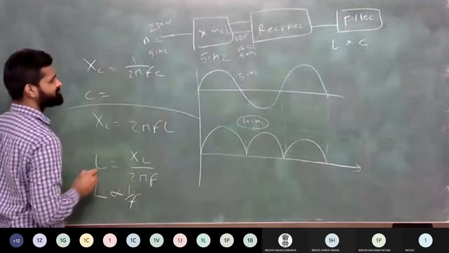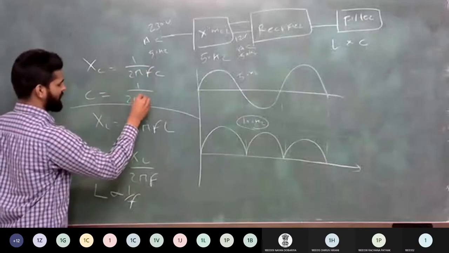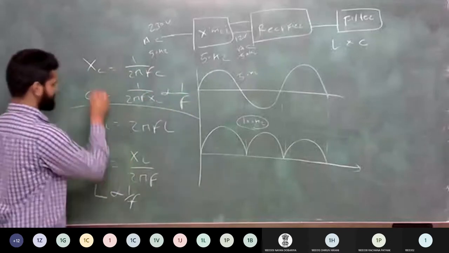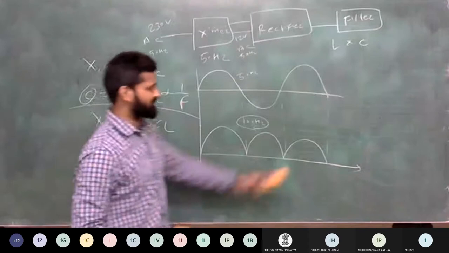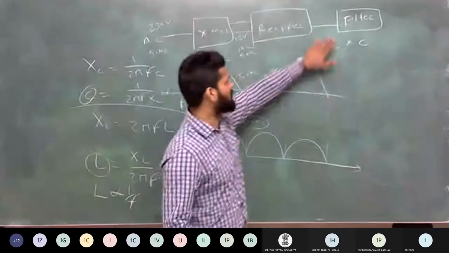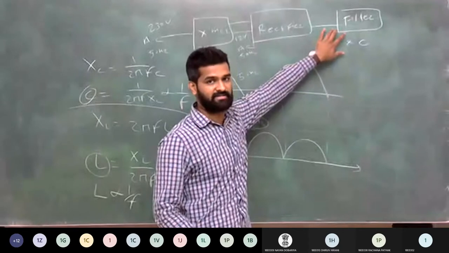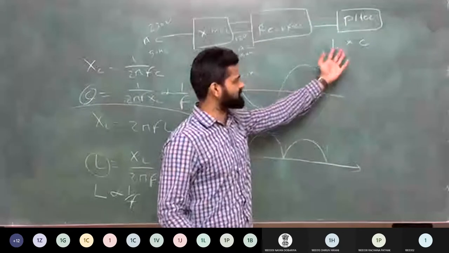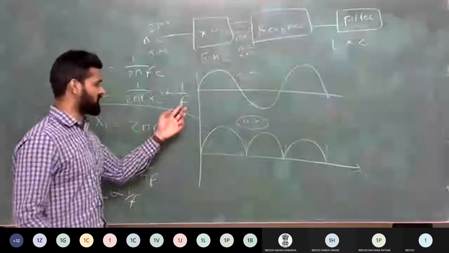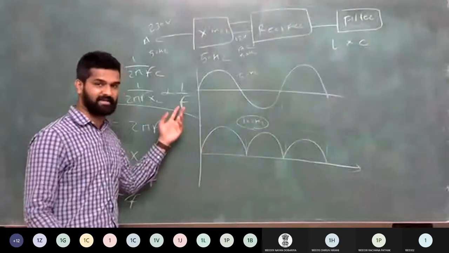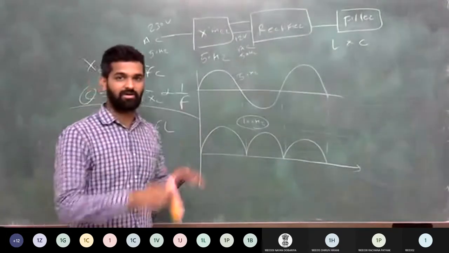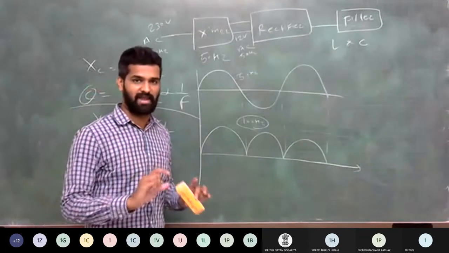So C is equal to what? 1 upon 2 pi f into XC. So again, it is inversely proportional to frequency. So inductor and capacitor of this filter is inversely proportional to frequency. So as the frequency of the input ripple is less, you require the large size of this L and C. And as the frequency of this ripple DC voltage increases, then you require the small size of the L and C, or overall size of the filter becomes less.